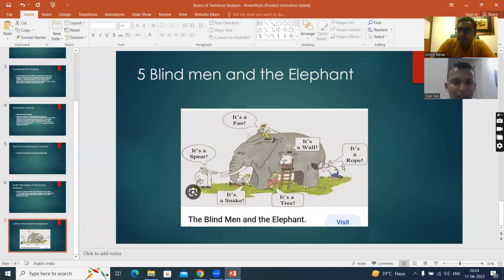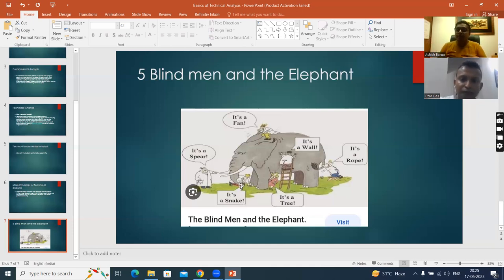So whatever observation the person is having, he is right up to his observation. Similarly, someone is touching the leg part, and his description is that it's like a pillar or like a tree. He is also correct as far as his observation is concerned. The third person is touching the ear part and telling that it's like a fan. The fourth person is touching the trunk and telling that it is like a snake. The fifth person is touching the false tooth and telling that it's like a spear. Although if we see the elephant from a neutral view, we know it's an animal. The figure is like this.